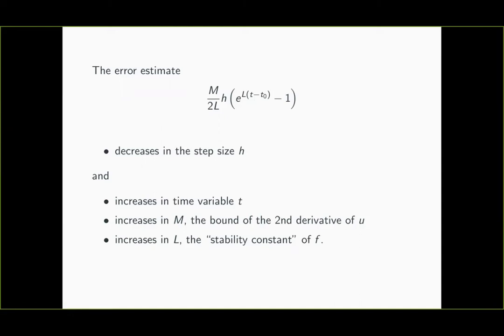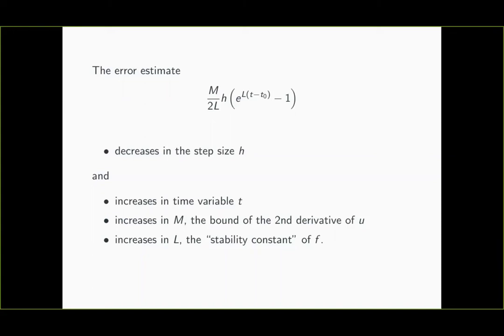So in particular, we also have a working method. Just reduce the step size as much as necessary and we get an approximation as good as we want. Then again, we see that this estimate actually increases in the time variable t. As t gets larger and larger, so will the exponential in the second factor grow larger and larger.